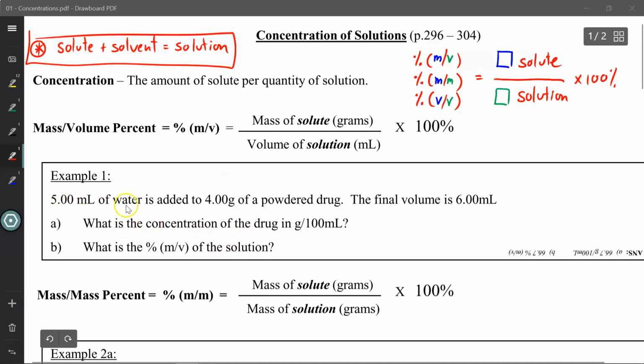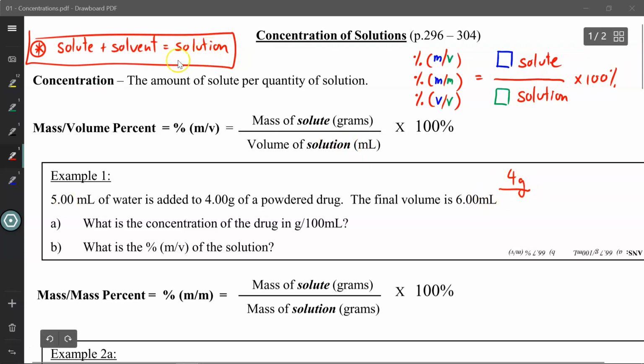If I have 5 milliliters of water added to 4 grams of powdered drug, the final volume becomes 6 milliliters. So what is the concentration of the drug measured in grams per 100 milliliters? As we see from the equation, it's always the solute in the numerator and solution in the denominator. In this case, the powdered drug is our solute, so I'm going to write that in the numerator. My solution volume, is it the 6 milliliters or the 5 milliliters?